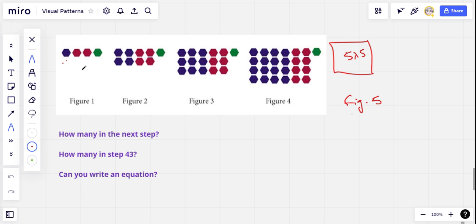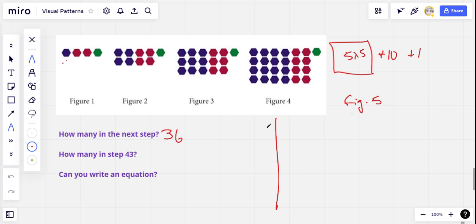And then let's see, with the reds, I've got 2, and then 4, and then 6, and then 8. So I think I'd have 10 hexagons in the red. And then looks like every step has this green one. So add one more. So 5 times 5 is 25 plus 10, 35 plus 1 is 36. So I'm going to predict 36 hexagons in figure number 5.